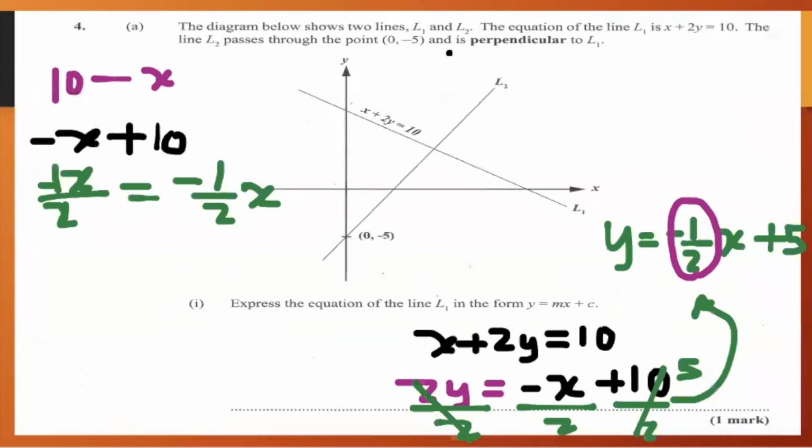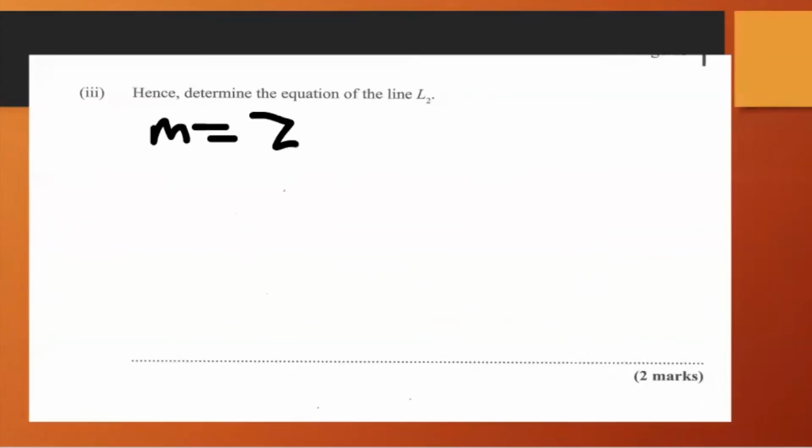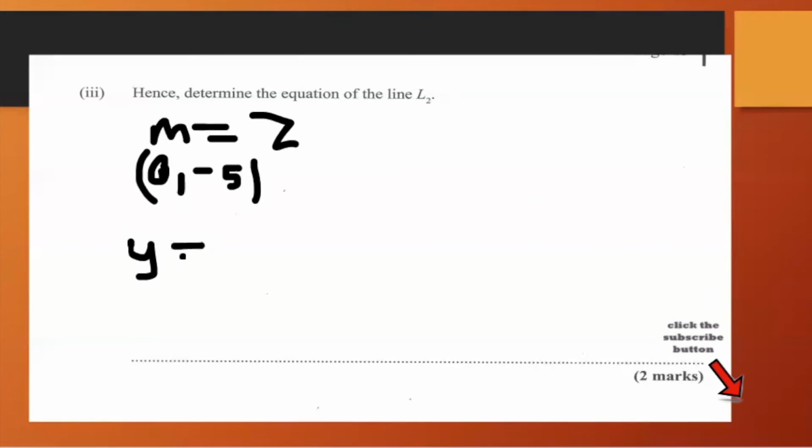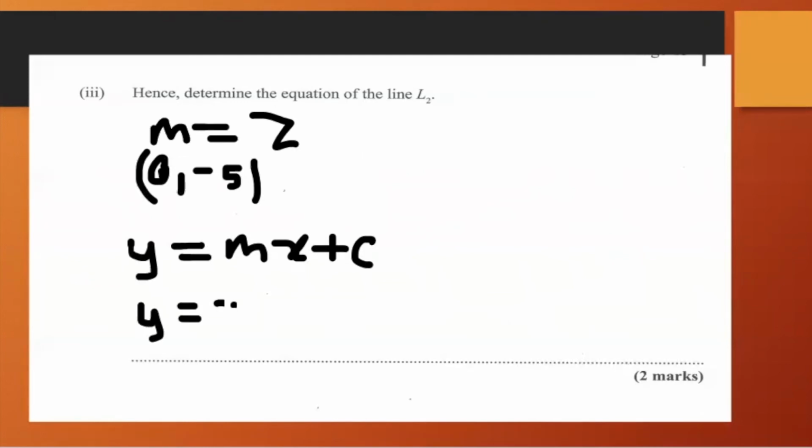And remember, the original question says it passes through the point (0, -5). So I am going to use the point (0, -5), and this can help me to find the y-intercept. The general equation is always y = mx + c. I know the gradient, the gradient is 2, but I don't know what the y-intercept is.